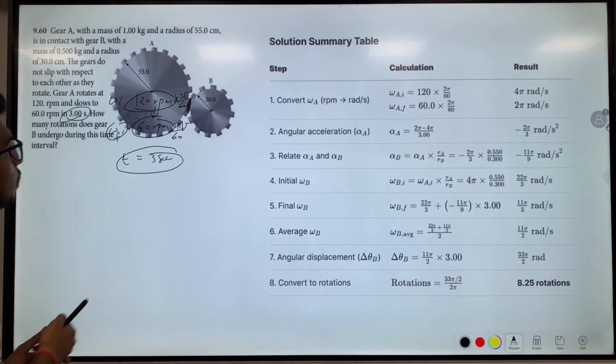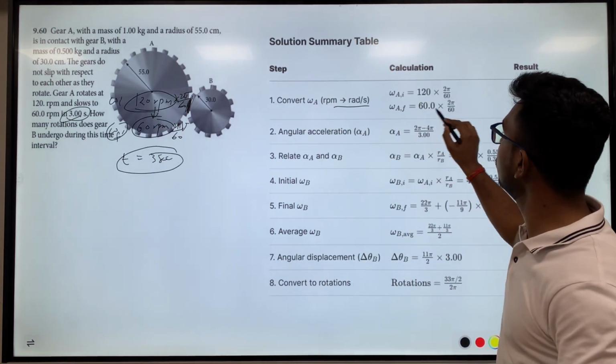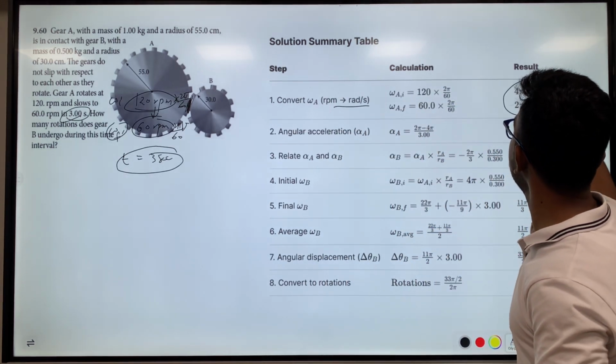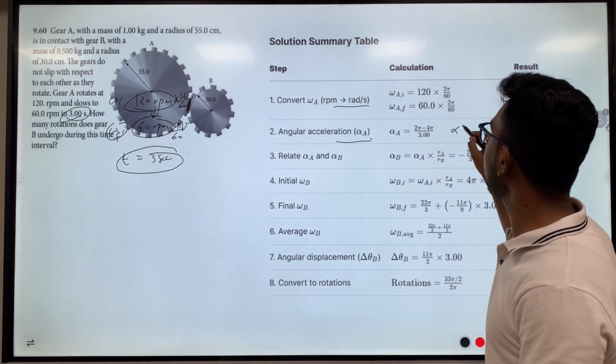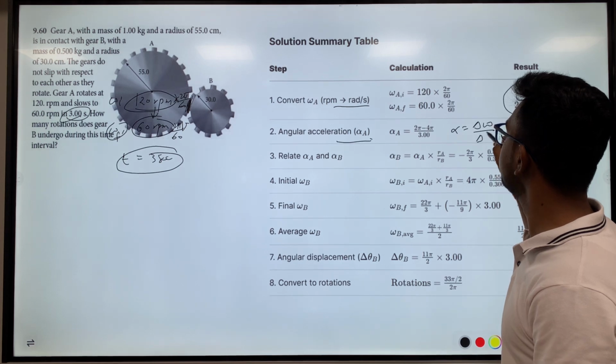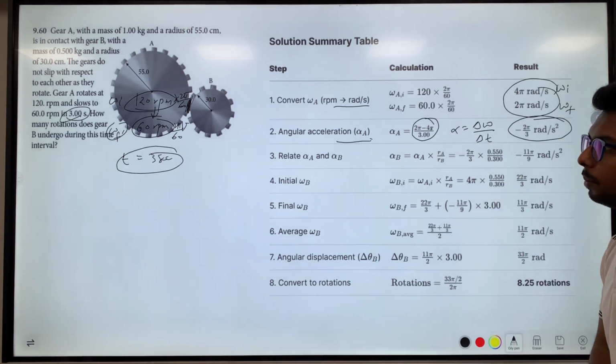Again, step by step. First, convert RPM to omegas. This is omega initial, this is omega final. Then find out the angular acceleration. Alpha is equal to delta omega by t. I have the time, I have the change in angle. Alpha comes out to be minus 2 pi by 3.